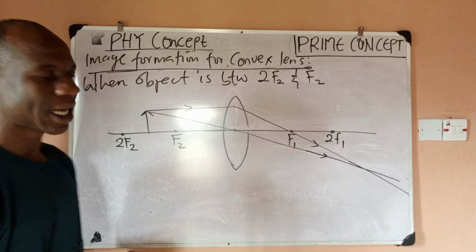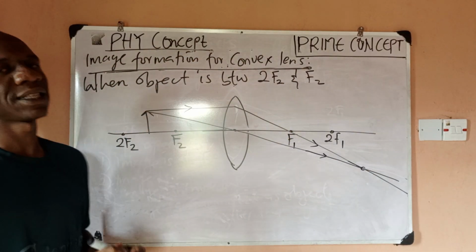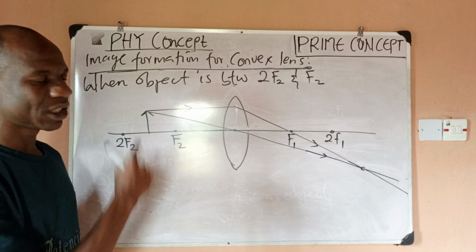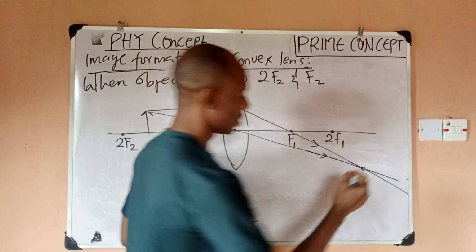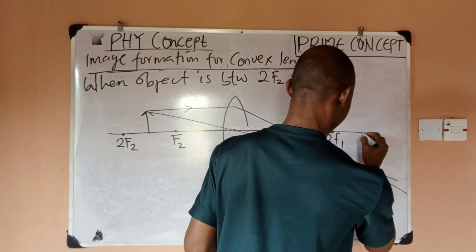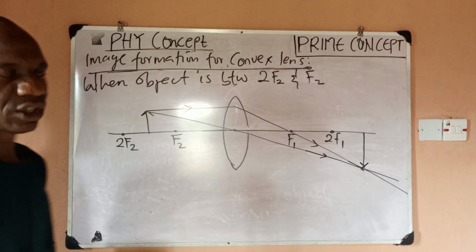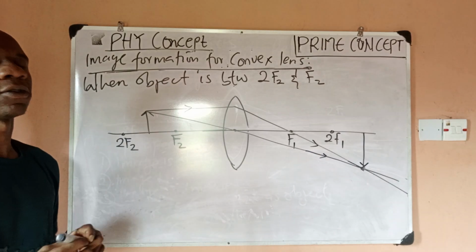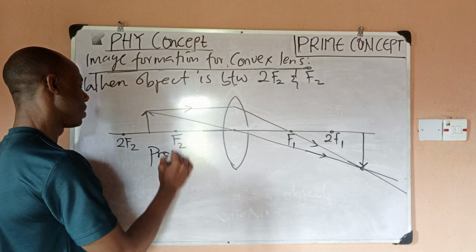So if you consider where both of them are intersecting, you see their point of intersection. Remember, their point of intersection is where your image would be formed. So this is going to be our image. That is where our image is formed. Now, what are the properties of this image formed? We're going to outline them.